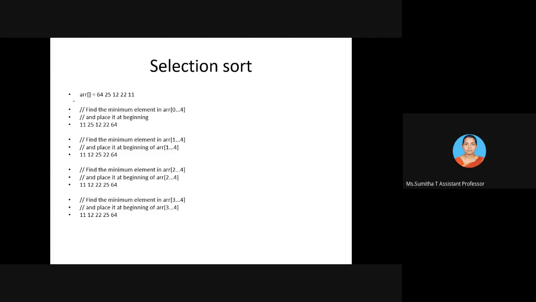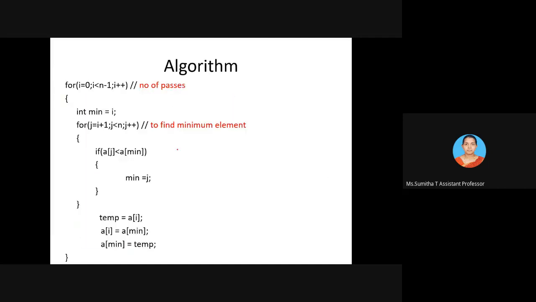This is the way, again with another example. This is a given array. In that, find the minimum element in the array from index 0 to 4, not taking the first element. Array of 0, the first element, is not taken. In the remaining elements we find the smallest element and replace it with the first element. Like that it goes on. This is the algorithm I explained.